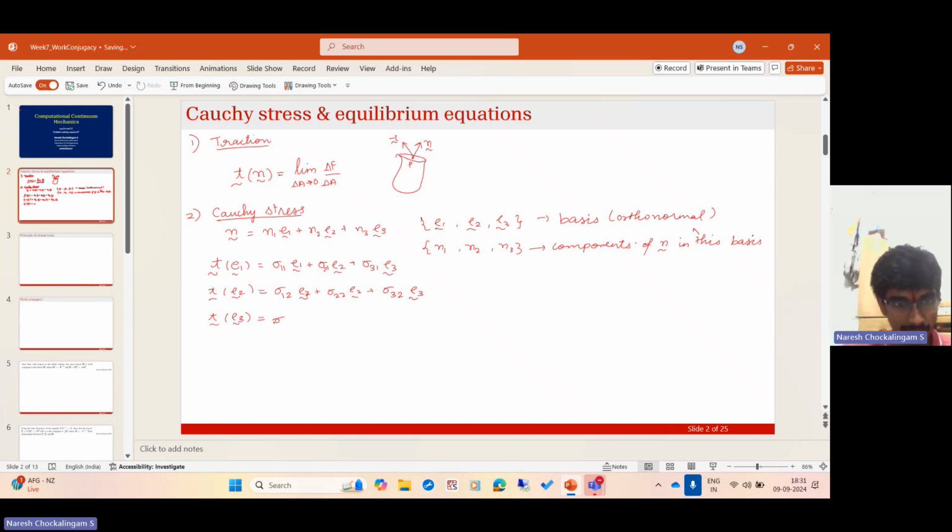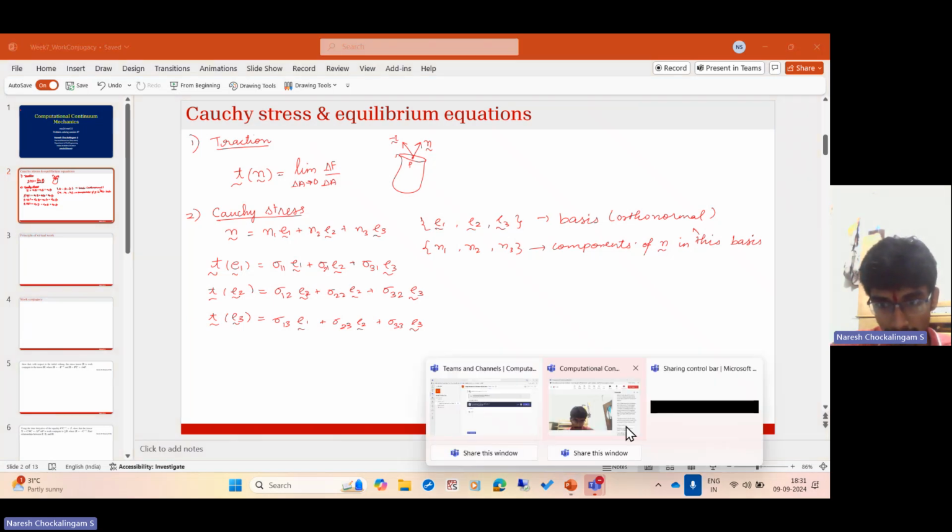And the traction on the XY plane, which is normal to E3, is sigma 13 E1 plus sigma 23 E2 plus sigma 33 E3. So in a concise notation, these sigma 11, sigma 12, sigma 13 are the coefficients of the linear combination of E1, E2, and E3.